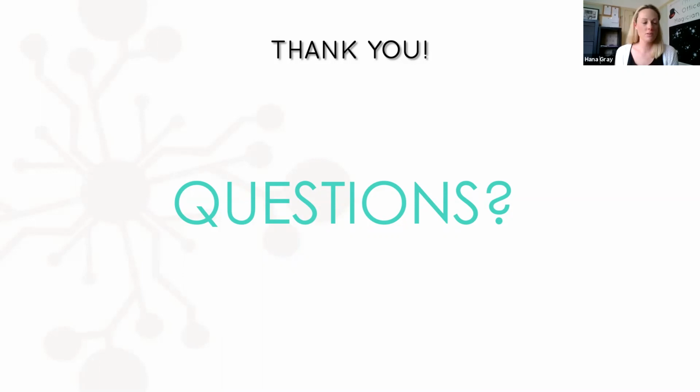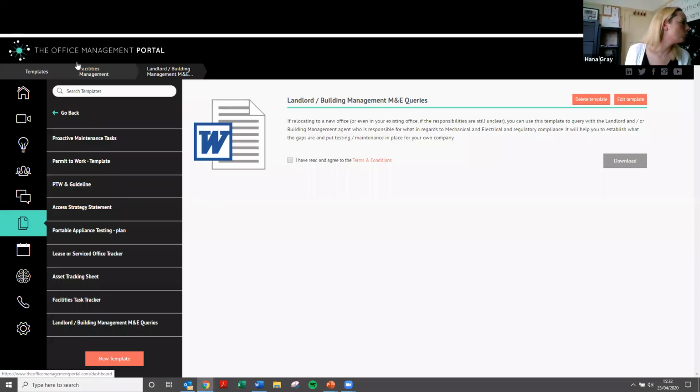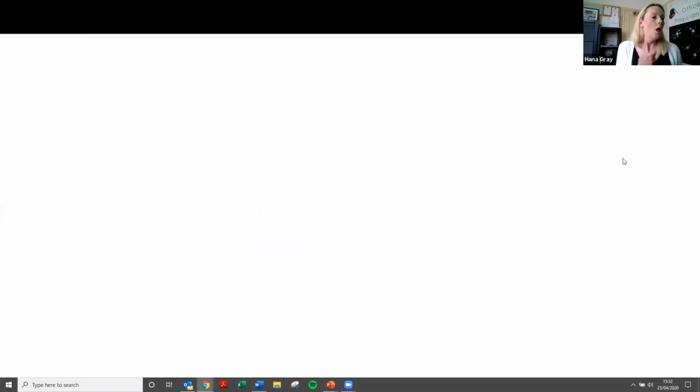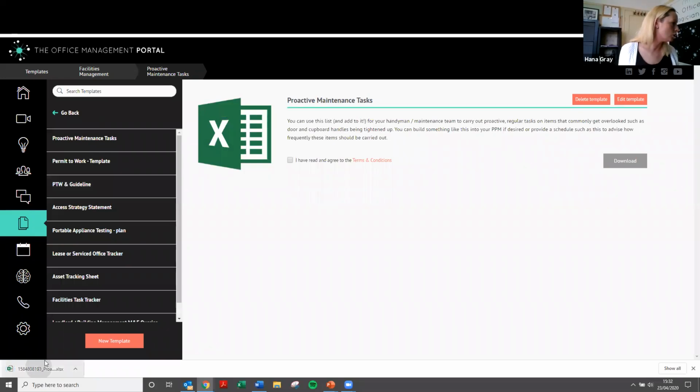Okay, was there anything else I was going to show you in the portal? Does anyone want to see the cleaning tender document or anything? Let's have a look and see what might be useful. Oh, my Google's gone weird. Proactive maintenance tasks, here we go. So this might be something you want to use.